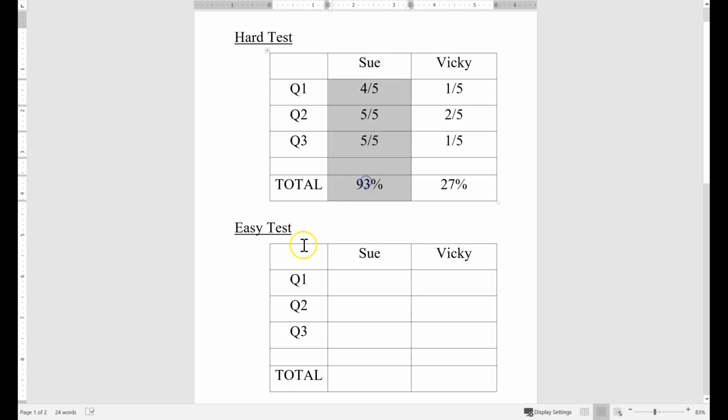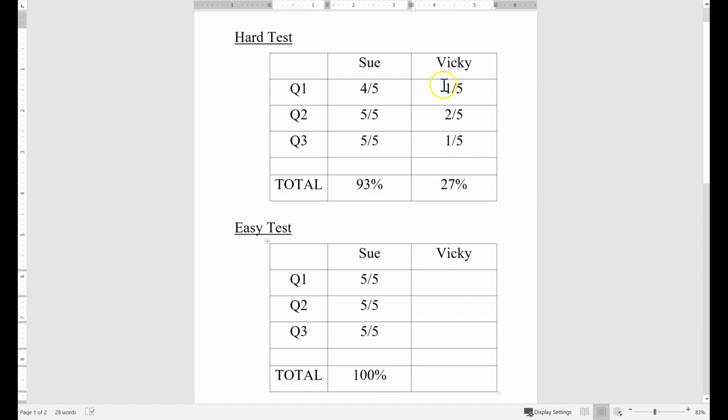Sue was a strong student. She got a 93% overall. Vicky was a weaker student, 27%. If we gave Sue an easier test, well, her score on questions 2 and 3, if she got a 5 out of 5 on the hard question, she's going to get a 5 out of 5 on the easy question. The 4 out of 5, she could only improve to a 5 out of 5, right? So now her total score is 100%.